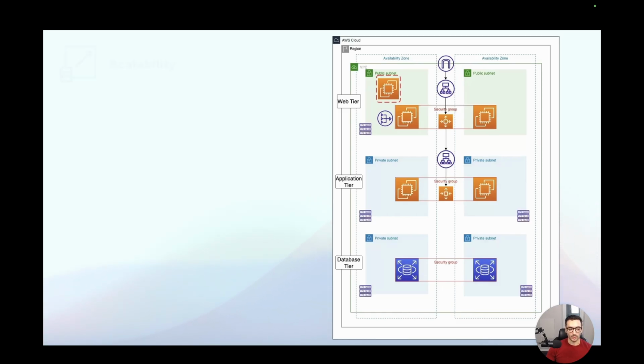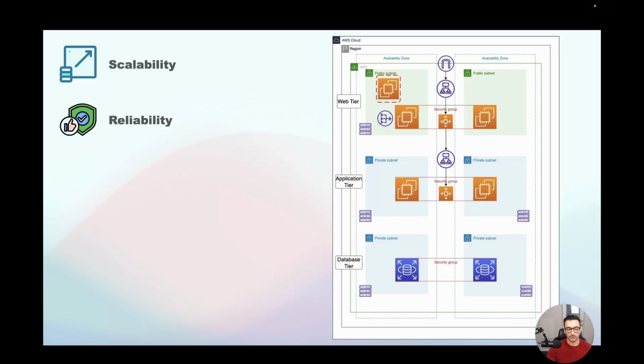These benefits include scalability, so it allows organizations to scale each tier independently depending on the workload, and this is particularly useful for organizations with unpredictable workloads. Reliability, so by separating the different tiers of the application into separate servers, an organization can improve the reliability of the overall system. So if one tier experiences an issue, the other tiers can continue to function, reducing the downtime.